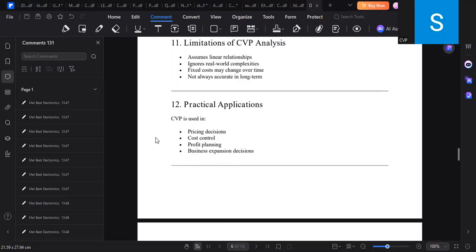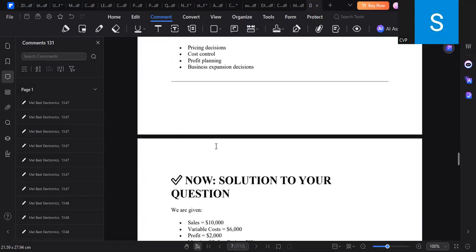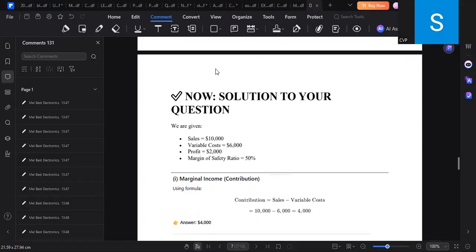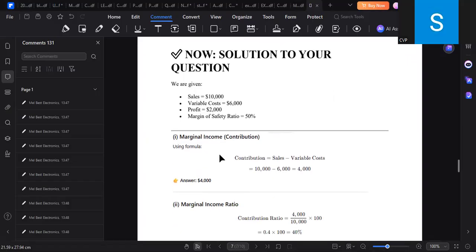And practical applications: it is used for decision making, cost control, planning, and expansion. Now let's look at this example that will help us. Suppose we're given sales of 10,000, variable cost of 6,000, profit of 2,000, and margin of safety of 50%. Number one, find the contribution.